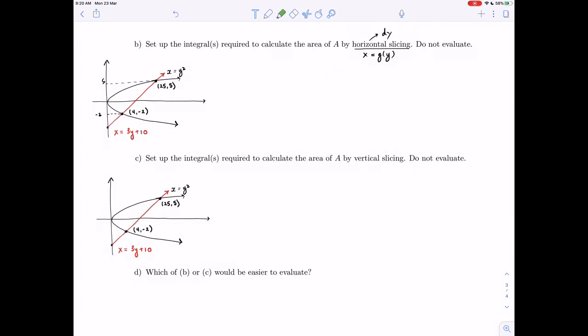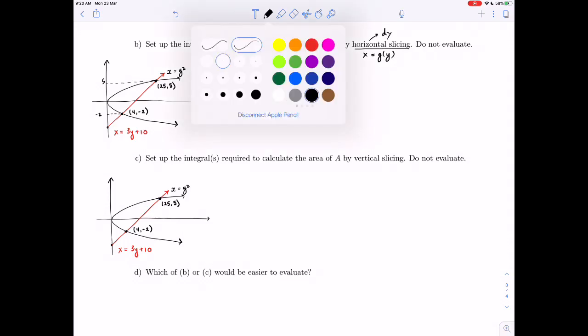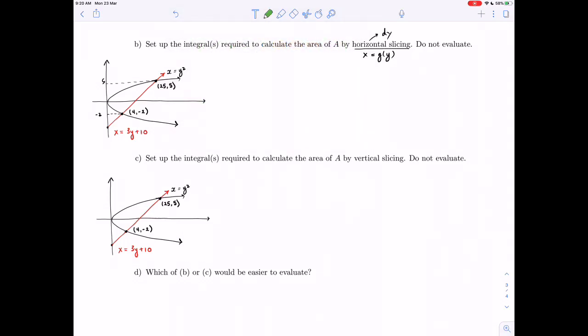So we are going to go into our region and draw some rectangles just to check the boundary curves, and we see that no matter where in the region we draw rectangles, the left curve doesn't change. It's always the parabola, and the right curve doesn't change. It is always the straight line. So we are only going to need one single integral.